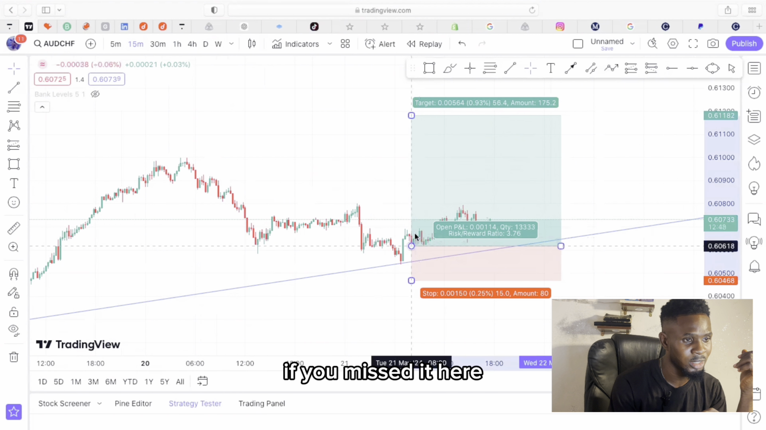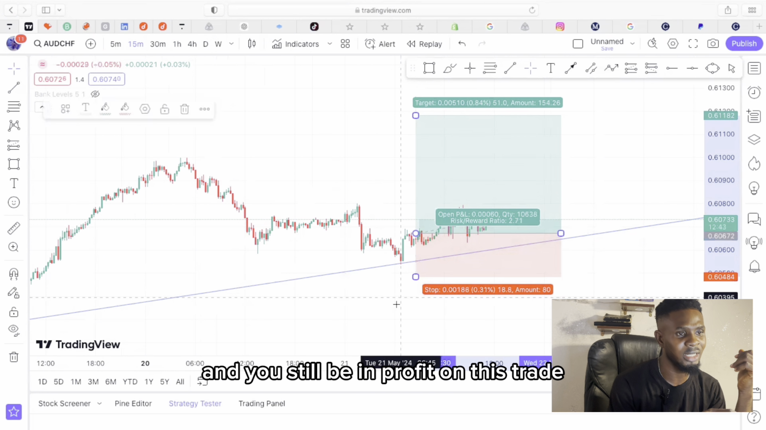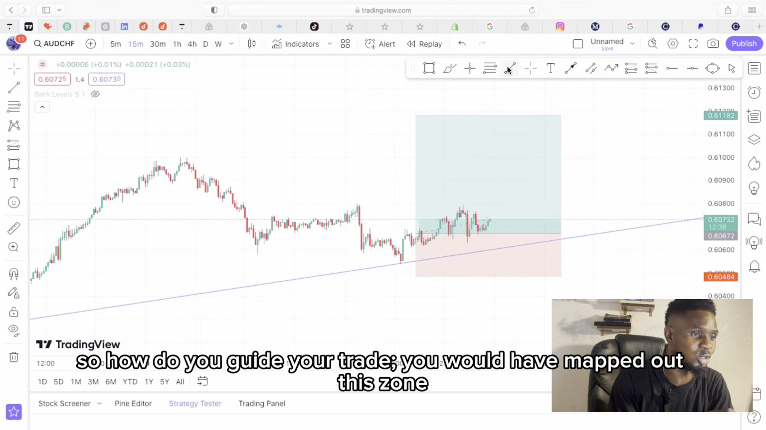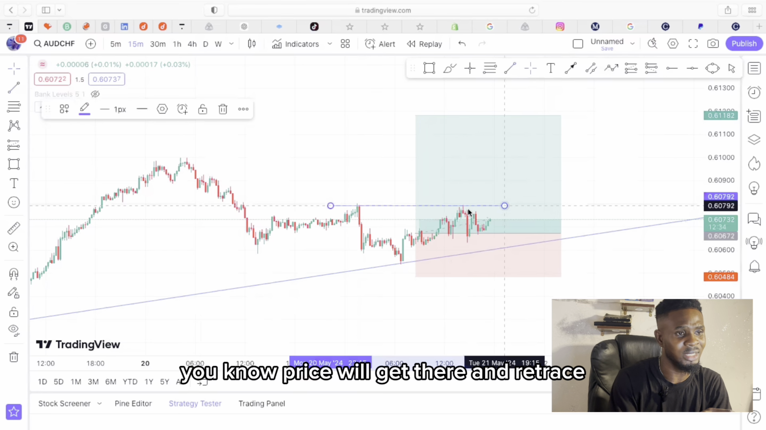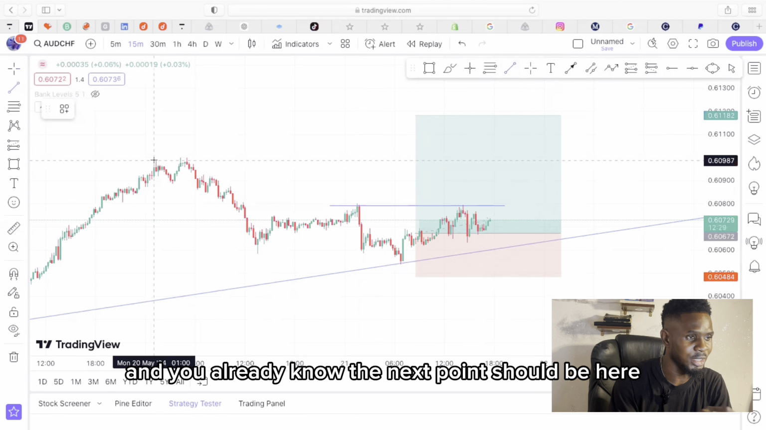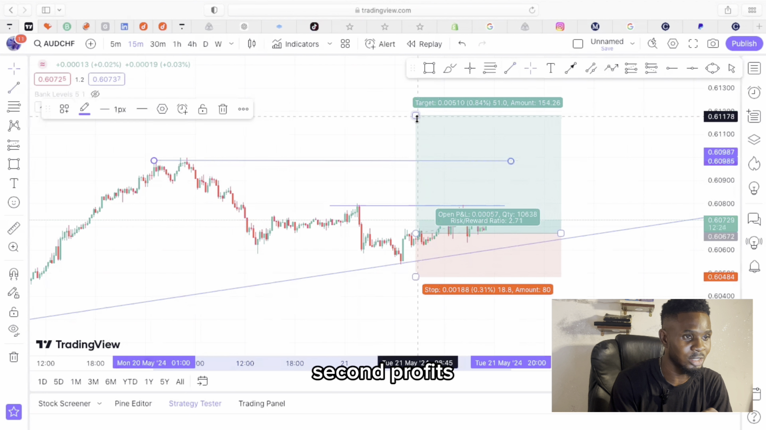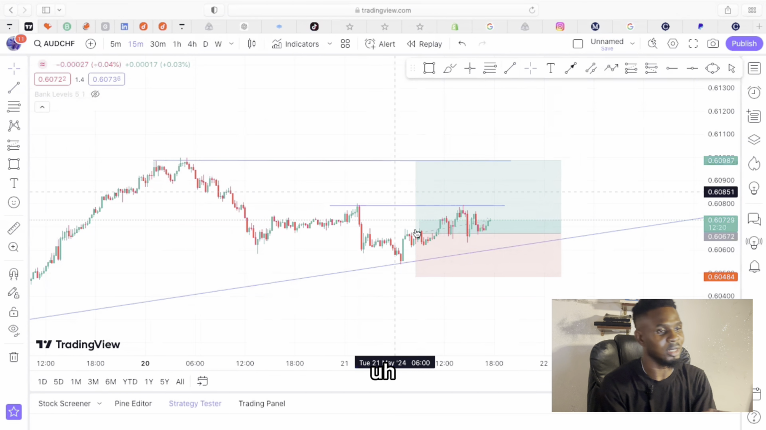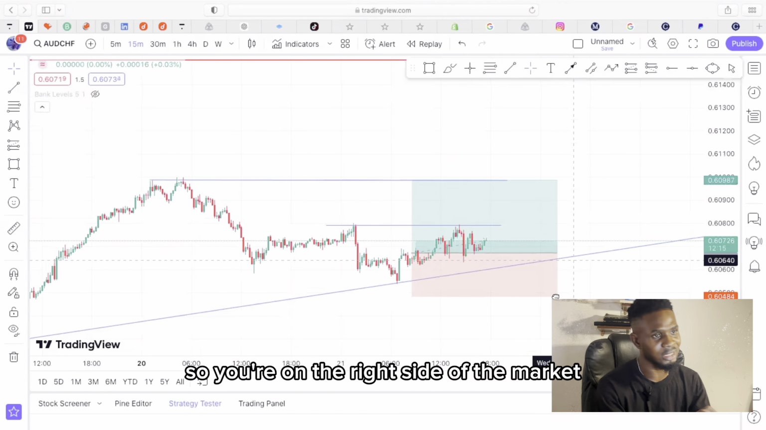So if you missed it here, this would have also been a good point for you to enter, with a reasonable stop loss, and you'd still be in profit on this trade. So how do you guide your trade? You would have marked out this zone here already, the same thing we did from the higher time frame. You know price could get there and retrace, which is a good point, and you already know the next point should be here. So these are the points you'll be looking out to take your profits, here, here, or a higher zone here. But you know it's a long buy, so you're on the right side of the market.